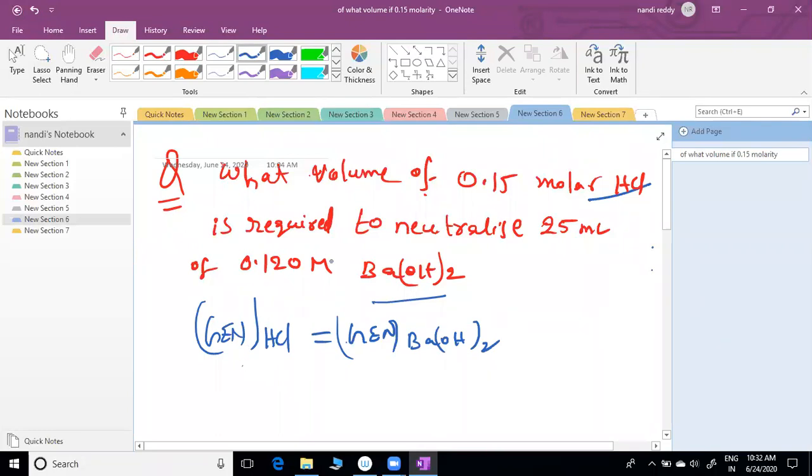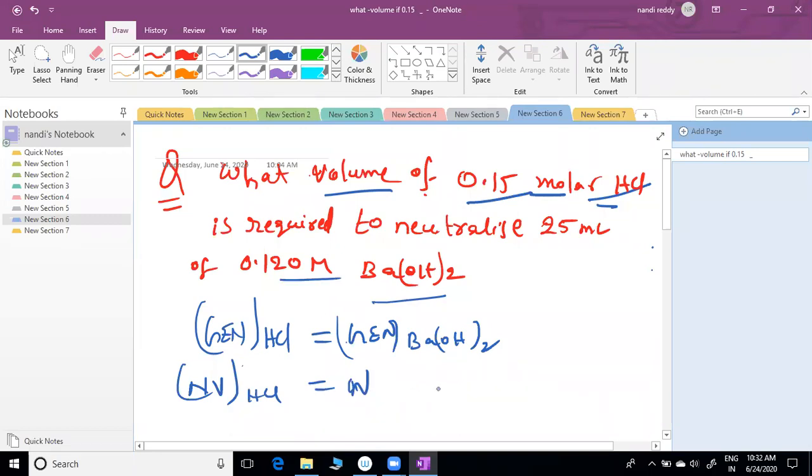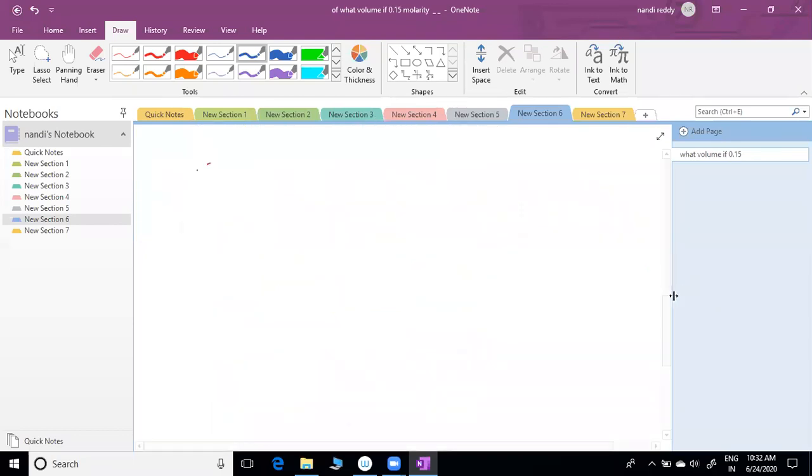Here, Gn means both are given. They are asking for volume, and concentration is given. So the formula should be normality into volume. Also with molarity and volume, it should be normality into volume only, because they are not giving any weight.